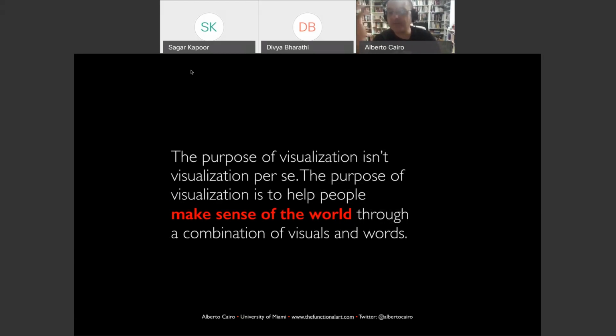And that higher purpose is understanding, right? Our goal when we design a visualization is to help someone else understand something. And if we do that through a visualization, if we do it through words, if we do it through a video, that doesn't really matter that much, because the ultimate goal is to help other people understand the world that surrounds them a little bit better.